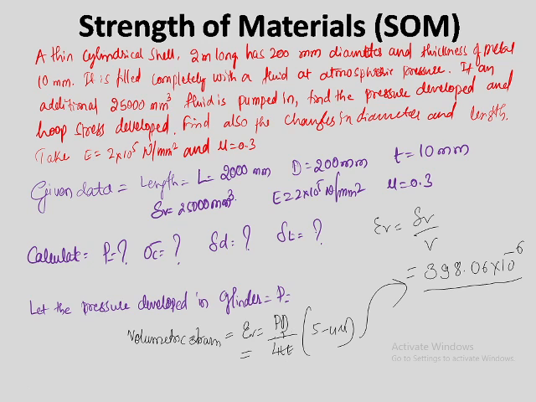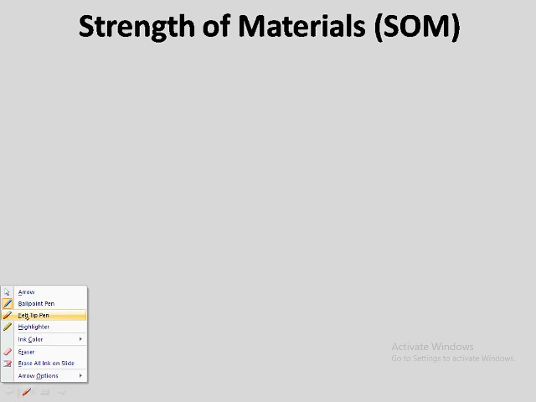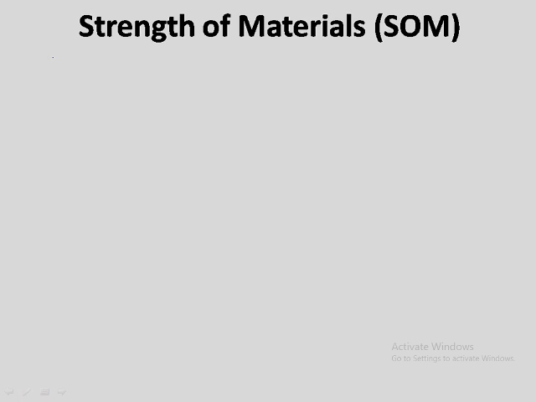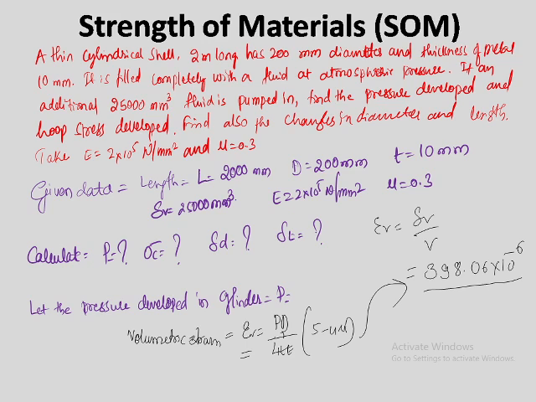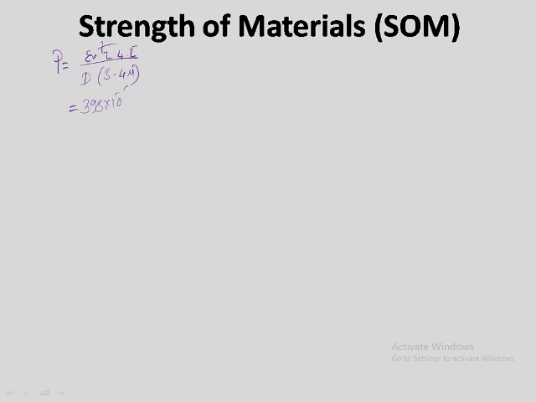So we rewrite the equation: P equal to EV into T into 4 into E, divided by D into (5 minus 4 mu). EV is 398 into 10 to the power of minus 6. Thickness T is 10 mm. Young's modulus is 2 into 10 to the power of 5. Diameter is 200 mm, right? So 5 minus 4 into 0.3. Someone calculate.